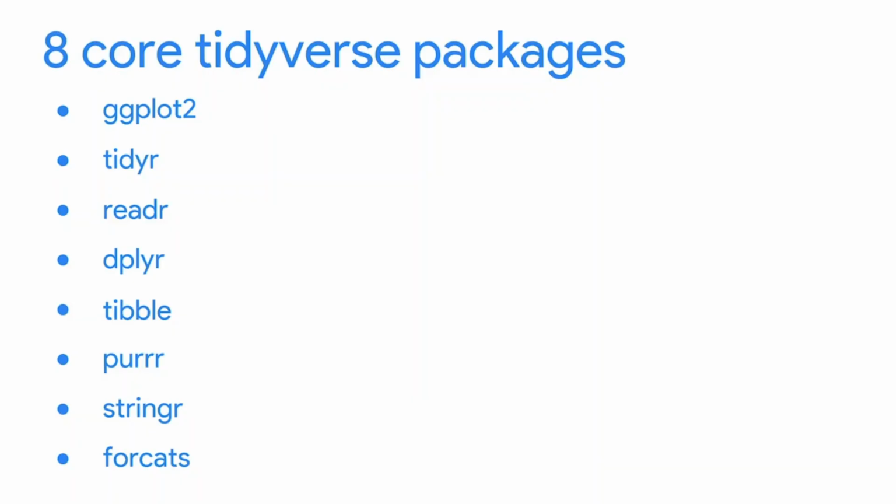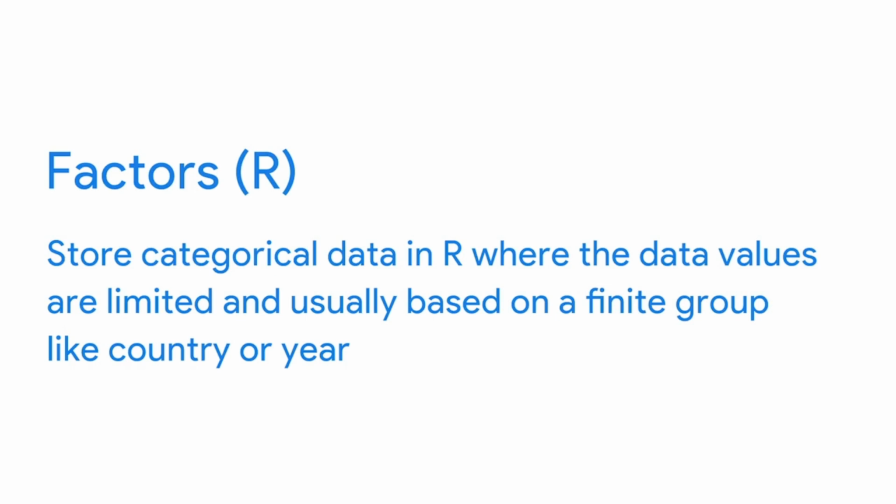The other four packages are definitely useful too, but you might not use them as often. tibble works with data frames. purrr works with functions and vectors, helping make your code easier to write and more expressive. stringr includes functions that make it easier to work with strings. forcats provides tools that solve common problems with factors. As a quick reminder, factors store categorical data in R, where the data values are limited and usually based on a finite group like country or year.